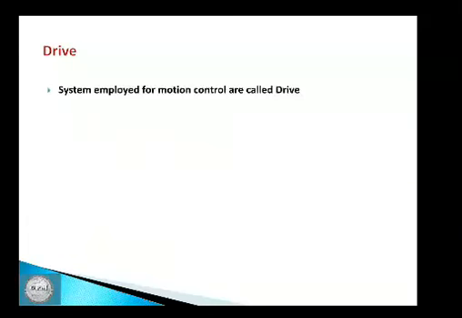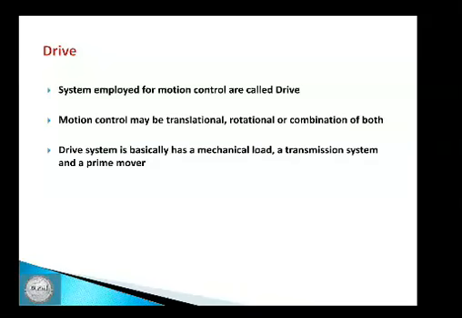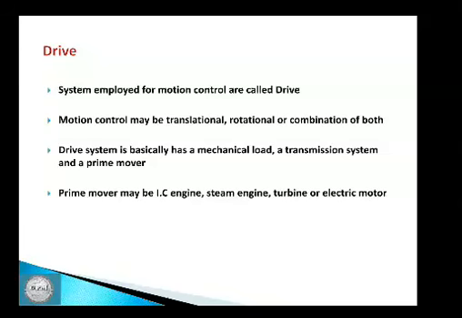Drive system employed for motion control are called drive. Motion control may be translational, rotational or combination of both. Drive system basically has a mechanical load, transmission system and a prime mover. Prime mover may be IC engine, steam engine, turbine or electric motor.